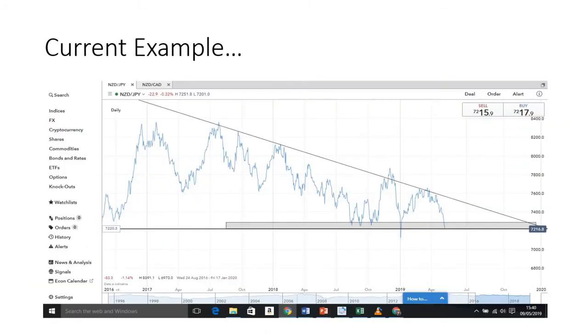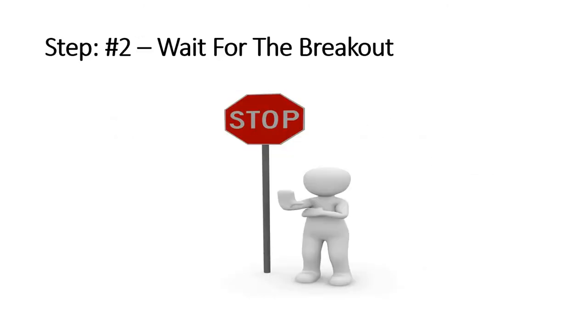Here is an example of a descending triangle on the current New Zealand dollar Japanese yen. The market is currently at the support zone. Here, the next move may be back up to the descending trend line before the market decides which way it will break. Okay, step number 2 is to wait for the market to break out from support or resistance.